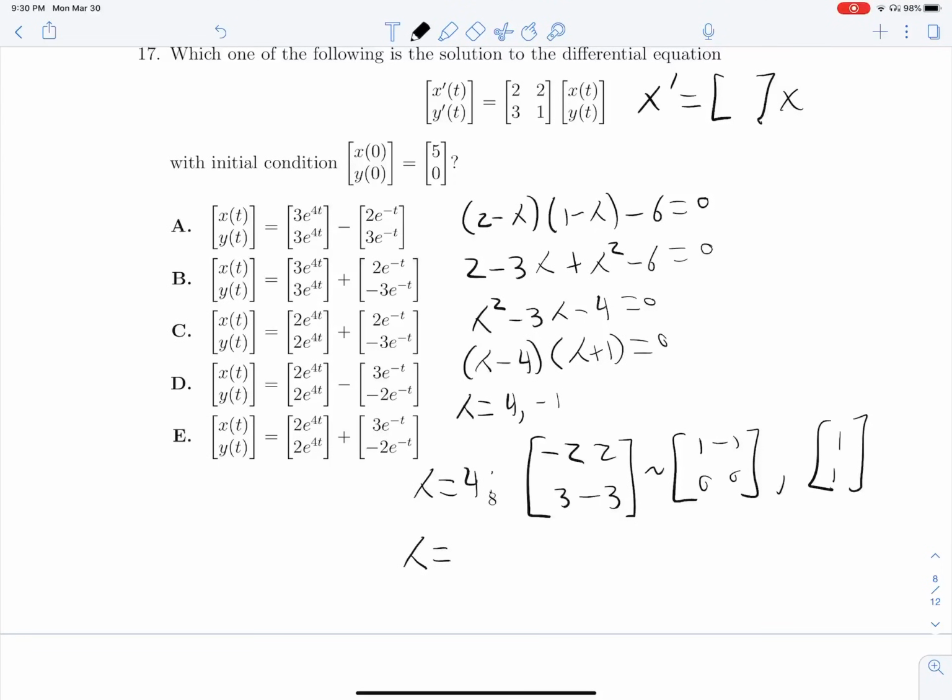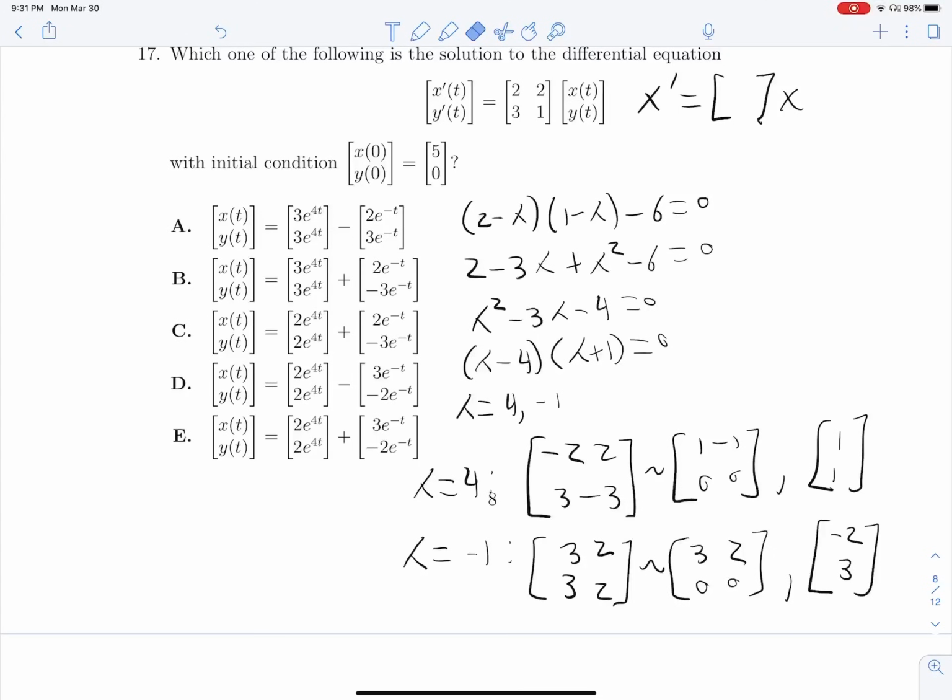For lambda equals negative 1, we will get 3, 2, 3, 2, which will simplify down to 3, 2, 0, 0, which gives us an eigenvector of negative 2, 3. Is that correct? Well, this would be negative 2 over 3, 1. So yes, negative 2 and 3. Okay, good. And we are almost ready to solve things.